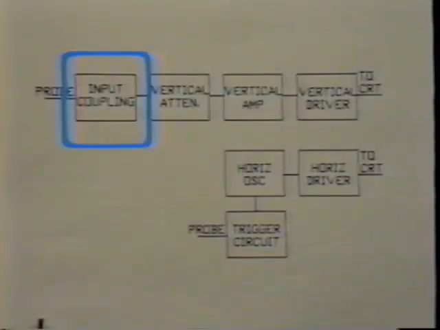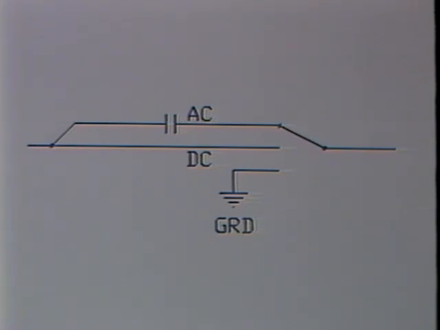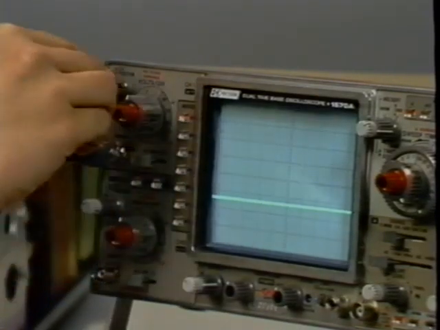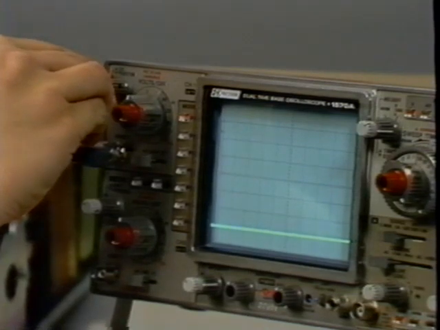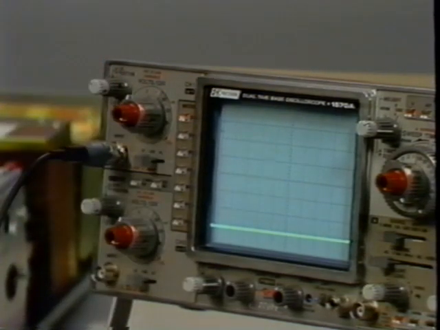After the signal passes through the probe, it reaches the input coupling section of the scope. If we set the coupling switch for DC, the signal passes directly through. If we select AC coupling, a series capacitor added to the circuit strips the signal of any DC component. We can also set the input coupling switch to ground. In this position, the input to the vertical amplifier is grounded. This setting can be used to set the ground reference on the screen.